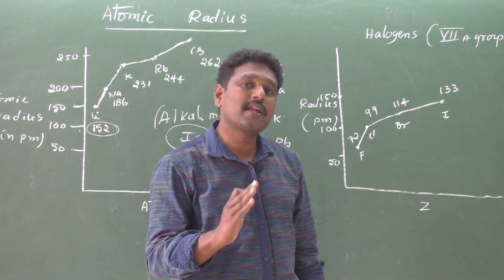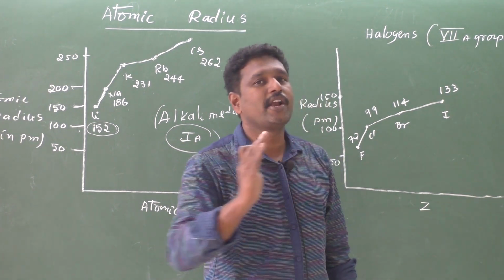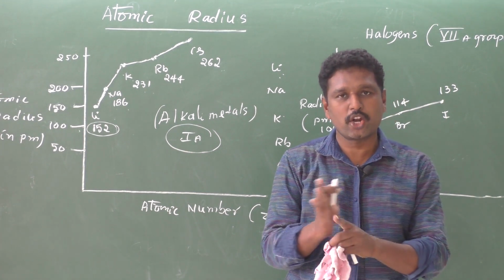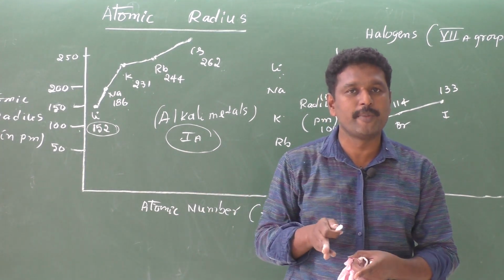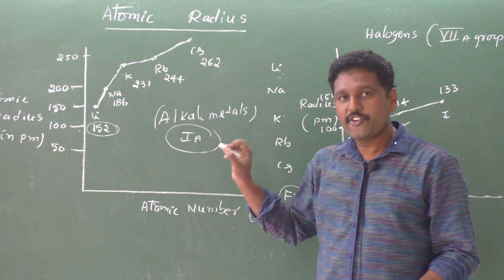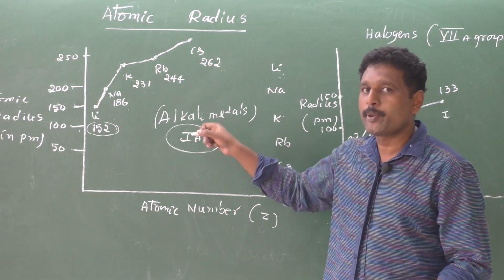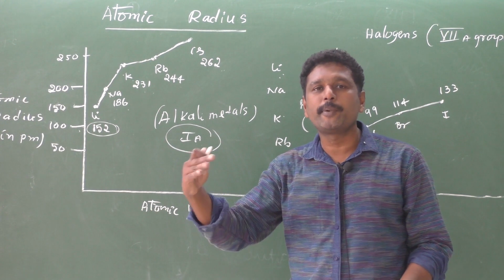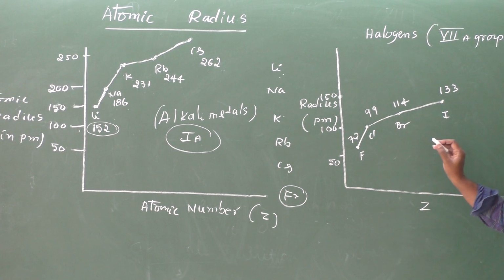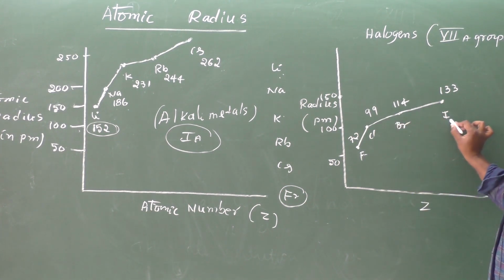Actually astatine is a radioactive element. We do not consider the properties of radioactive elements because they disintegrate, emitting alpha and beta particles. So here also, just as francium, astatine is a radioactive element. Therefore, we do not consider those properties and do not compare those elements with the other elements in a group. So here fluorine 72, chlorine 99, bromine 114, iodine 133.